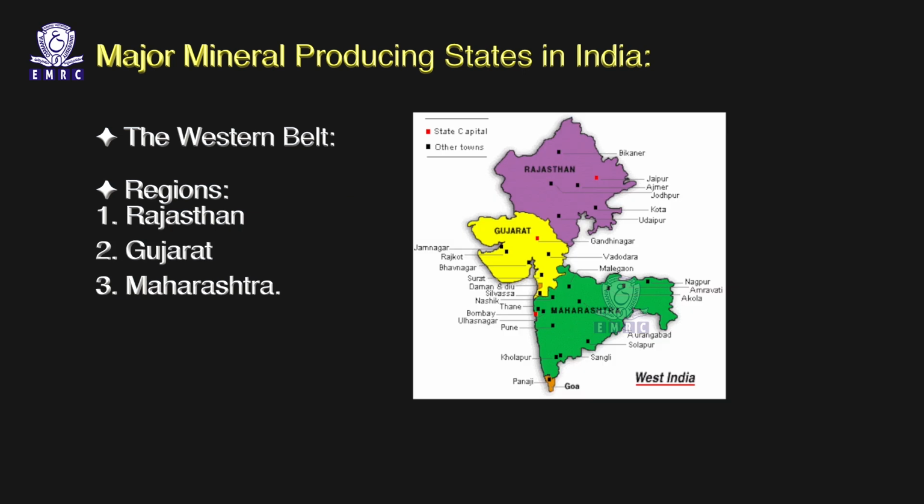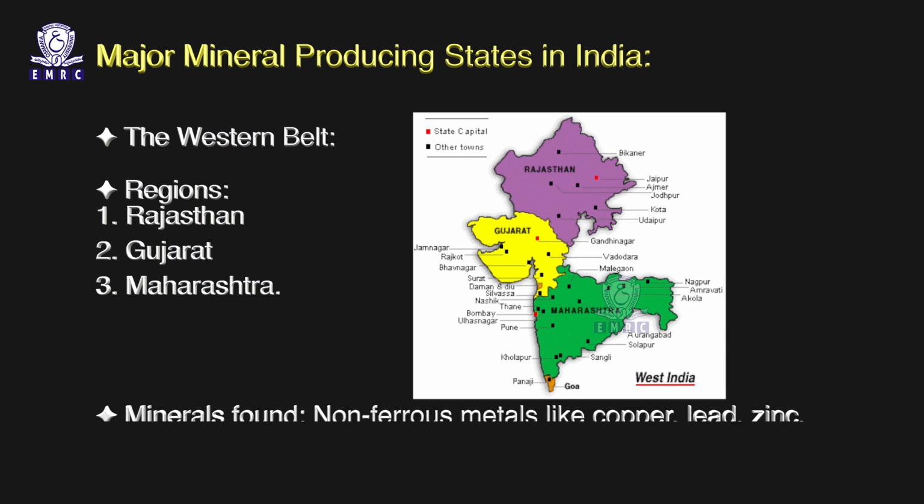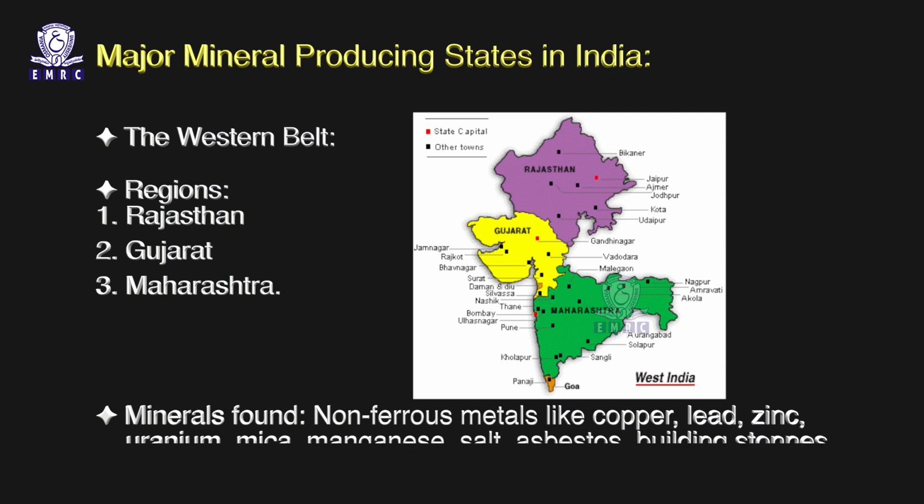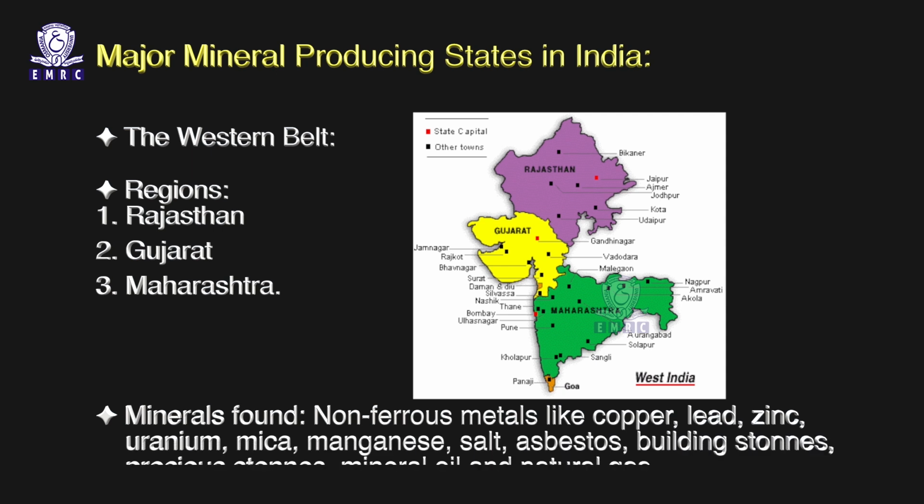This particular region includes the states of Rajasthan, Gujarat and Maharashtra. The minerals found here include non-ferrous metals like copper, lead, zinc, uranium, mica, manganese, salt, asbestos, building stones, precious stones, mineral oil and natural gas.